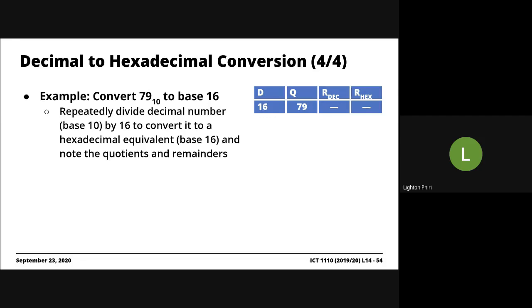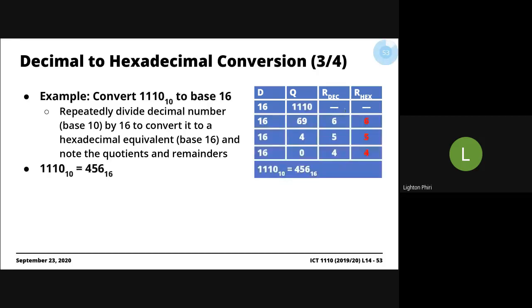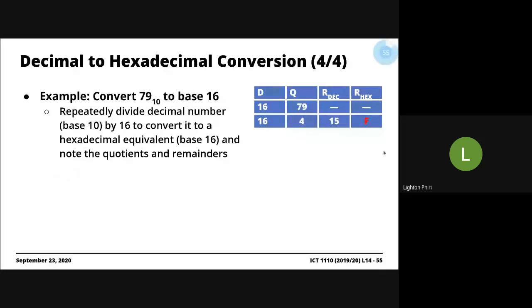So with 79, it's the same process. What we're saying is that we repeatedly divide 79 by 16. So 79 divided by 16 is going to give us 4. The remainder is 15. Now, this is where it gets really interesting. If you look at the previous case, the remainders were symbols 0 through 9. But in this particular example, the remainder here is 15, right? So 79 divided by 16 is 4, remainder is 15. 16 into 4 is 0, remainder is 4.